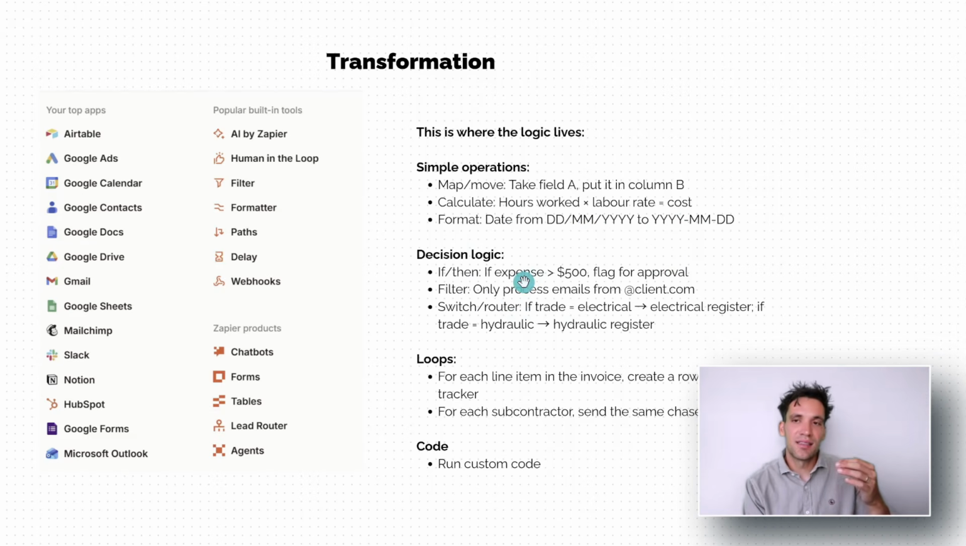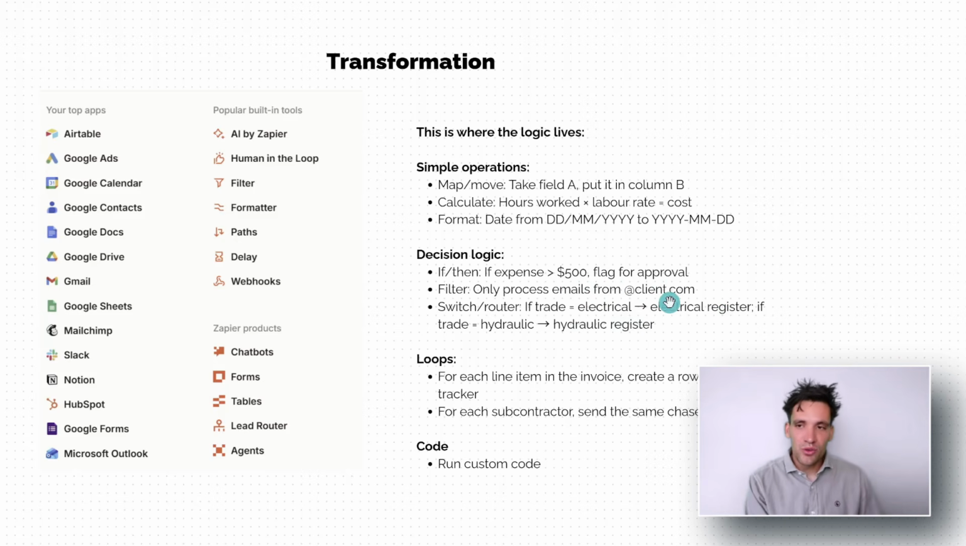The next type of transformation we can do is decision logic. So this is where we have an if-then condition. For example, if an expense is greater than $500, say you have an automation where somebody fills out an Airtable form, that gets logged as an expense. If the expense is greater than $500, it has to be approved by the project manager.